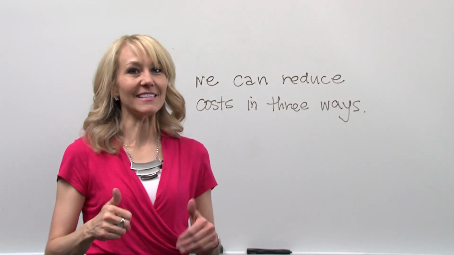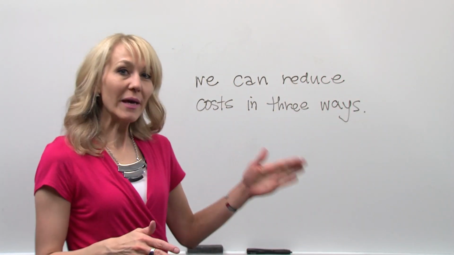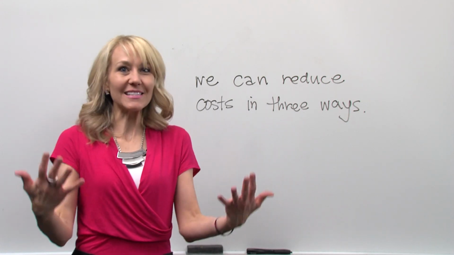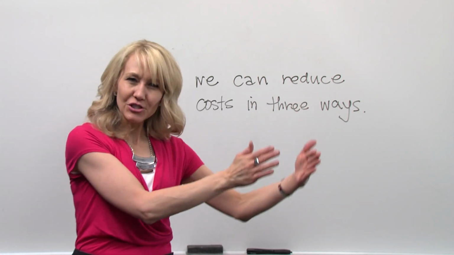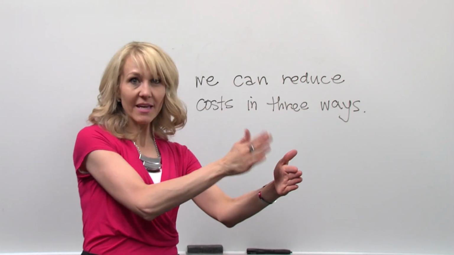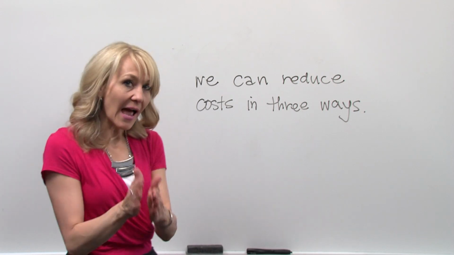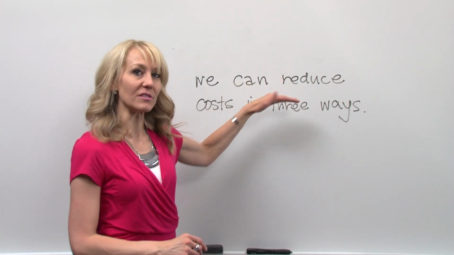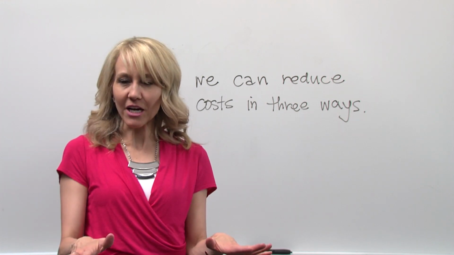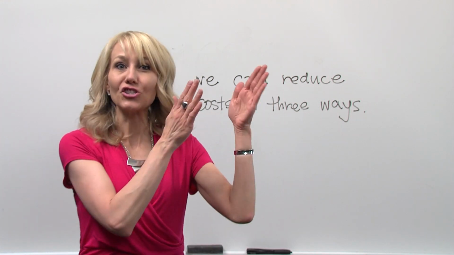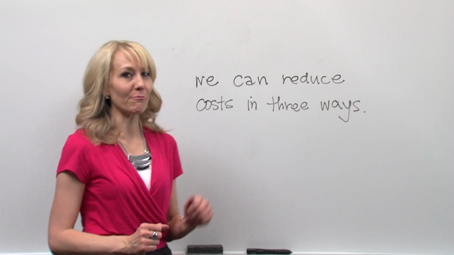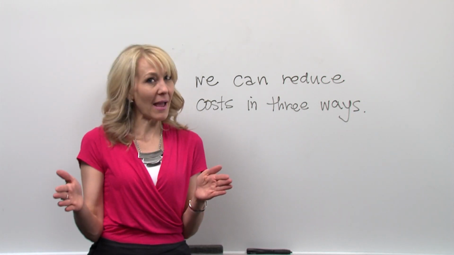Now this is a good sentence. We can reduce costs in three ways. Can you hear that it's declarative and it has a strong, clear relationship between the actor of the action, which is the we, and the actual action, which is can reduce. We can reduce costs in three ways. Eliminate the there, rewrite the sentence to show who did what. Plus, we reduced our word count by one word, and every word matters.